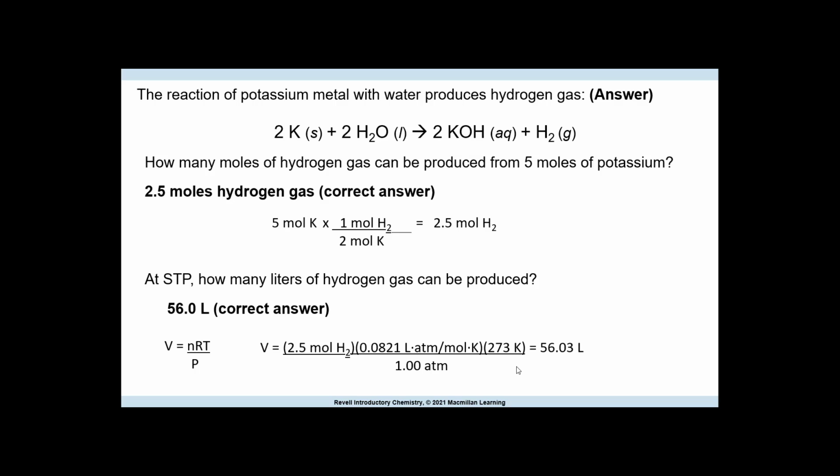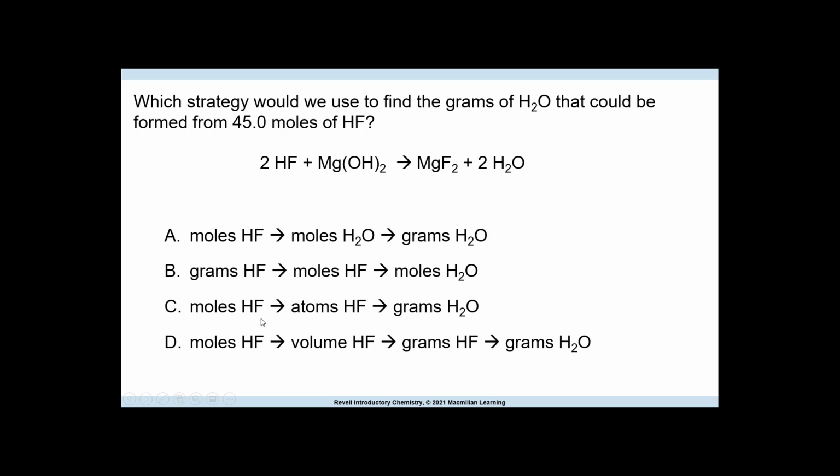But now the second question is, in STP conditions, how many liters of hydrogen can be produced? So we set up the ideal gas law equation, we solve it for V, and then we plug everything in, which is what you see here. We have the moles from the previous equation. Now this is STP, so pressure is 1 atm and temperature is 273. We use the gas constant. And this is 56.03 liters, and the correct answer is 56.0.